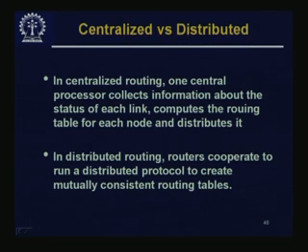In distributed routing, routers cooperate to run a distributed protocol to create mutually consistent routing tables. And in distributed routing there are 2 approaches, and we will look at both. One is that you distribute the local information only and then globally try to come to a solution. The other is that you distribute the information globally and then locally you simply run some kind of centralized algorithm, because you now have the global picture not only in one place, but in each of the places. All right.